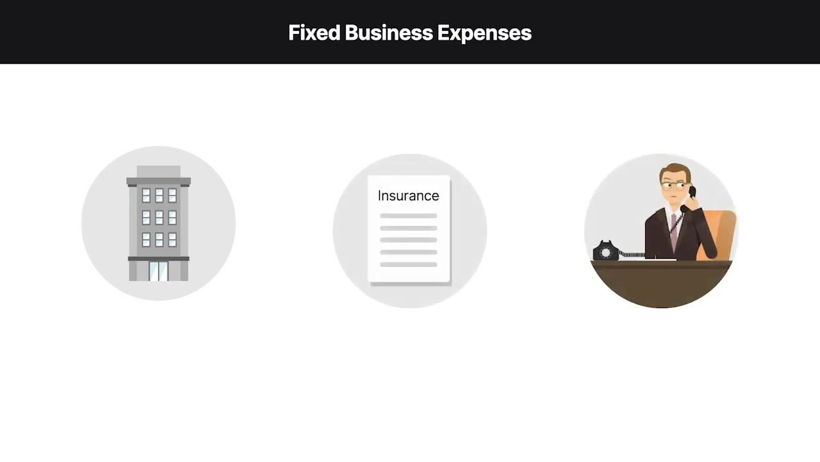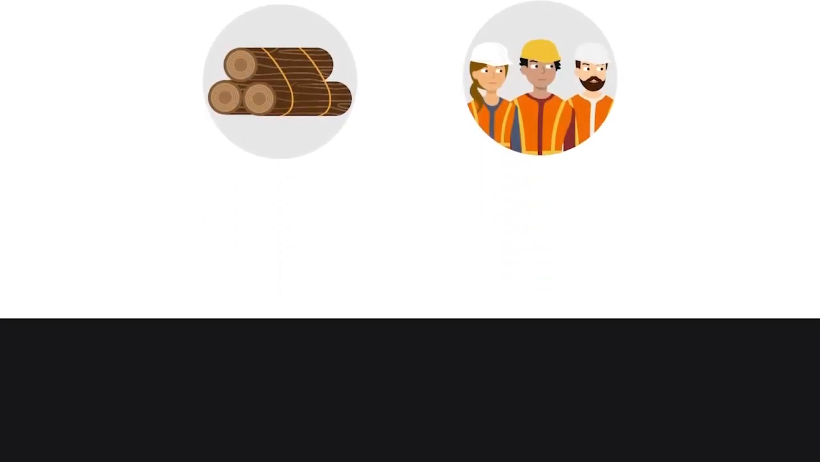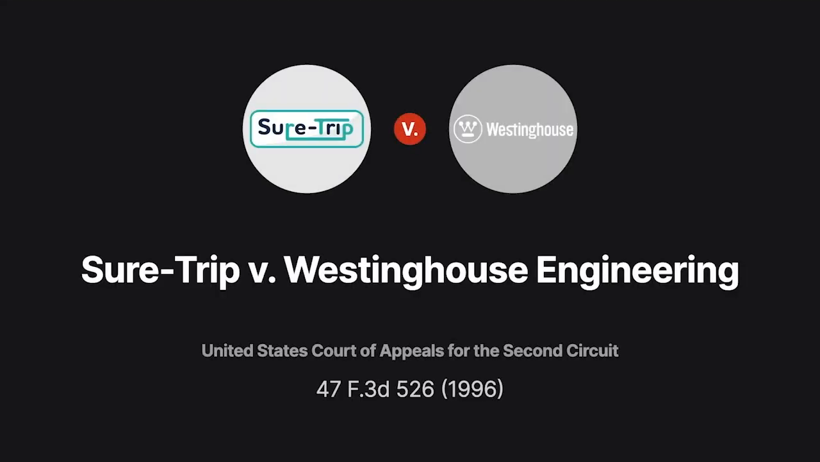There are many costs involved in running a business. Some remain fixed, such as rent, insurance, and most day-to-day labor costs. Others are variable and change depending on how many products the business produces, such as materials and as-needed temporary workers. How fluctuations in variable costs are used to calculate lost profits is explored in Short Trip Incorporated versus Westinghouse Engineering.